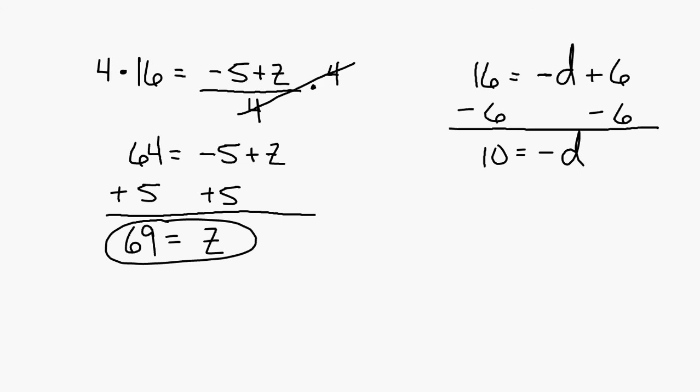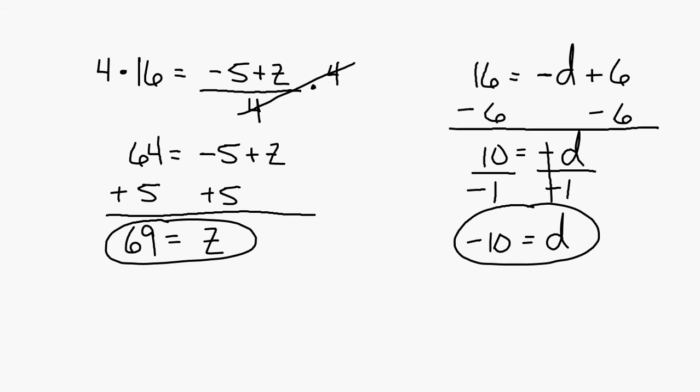Now you're not allowed to leave this negative sign in front of the variable in your answer. So when you see that, you divide both sides by negative 1. And 10 divided by negative 1 is negative 10. And when you take a negative D and you divide it by negative 1, a negative divided by a negative is a positive. So you're left with a positive variable. So D is equal to negative 10.